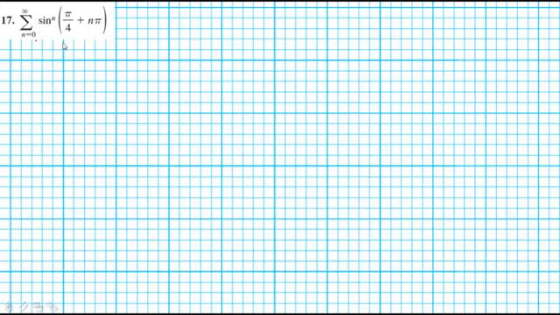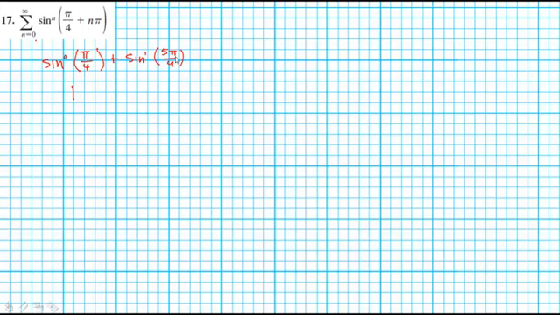When n is equal to 0, we get sine to the 0th power of something, and that something is pi over 4. That's going to be 1, because something to the 0th power is 1. Now the next term is going to be sine to the first power of pi over 4 plus pi, which is going to be 5 pi over 4.